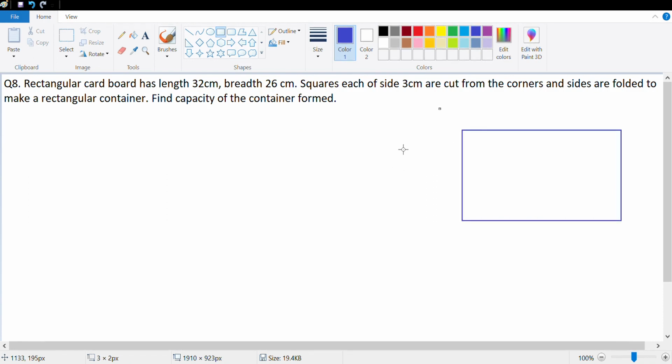This is the rectangular cardboard. The length is 32 centimeter. The breadth is 26 centimeter. Done. A square of side 3 centimeter is cut from the corner, which means I am cutting 4 squares, 1 square from each corner, which is here, the other one here, the third one here, and the fourth one here.